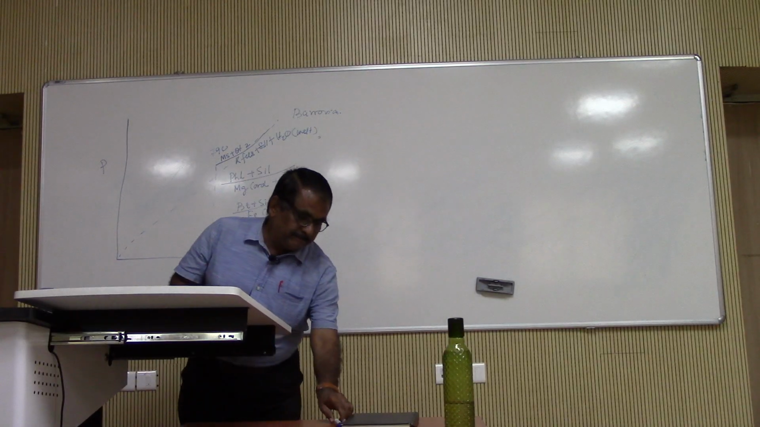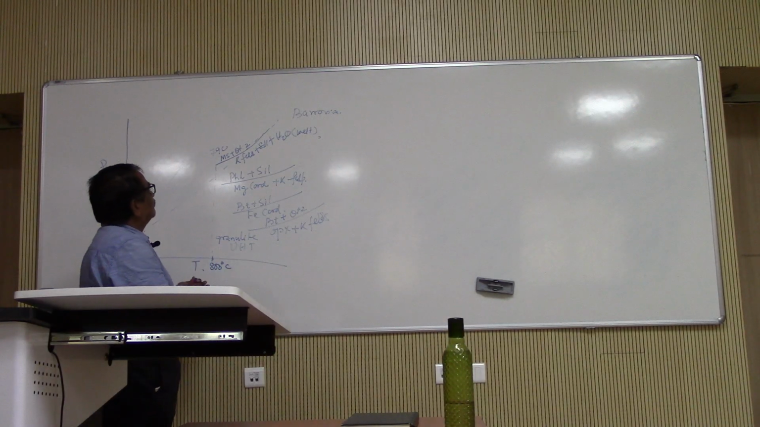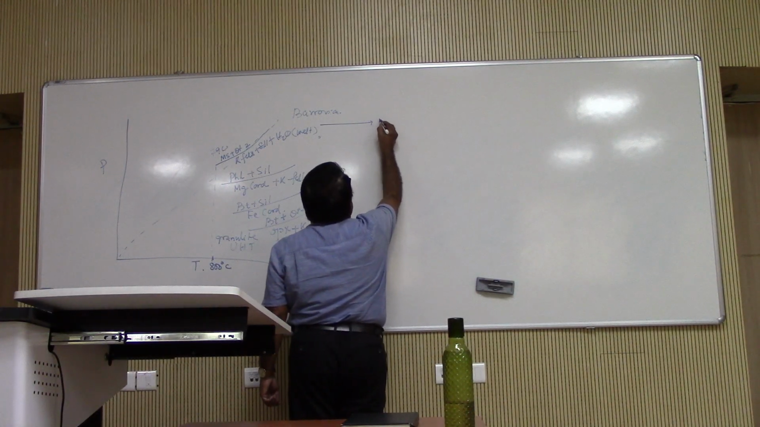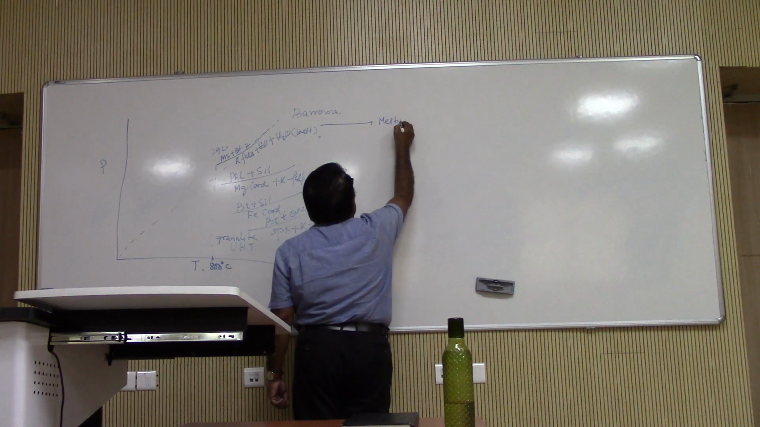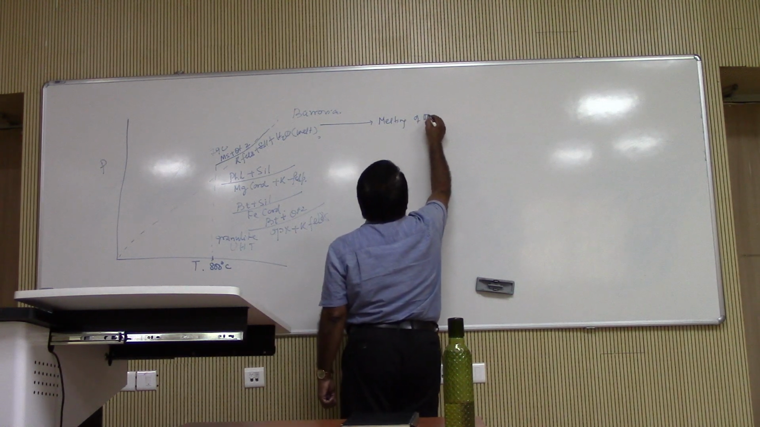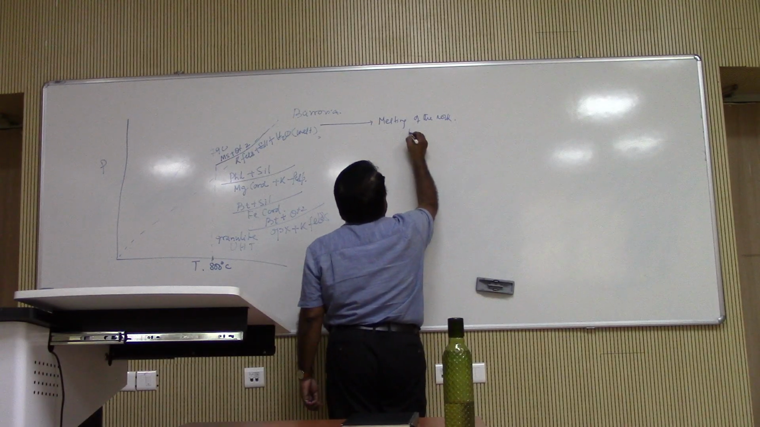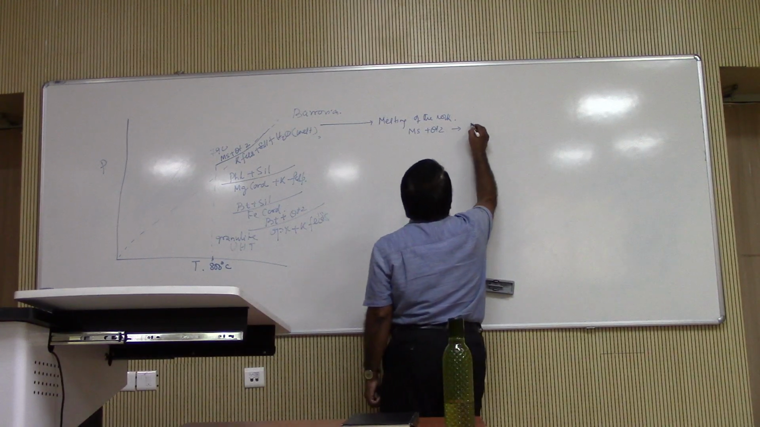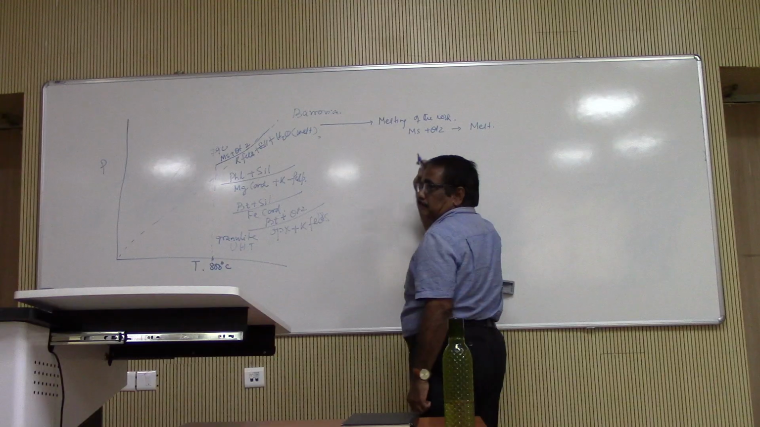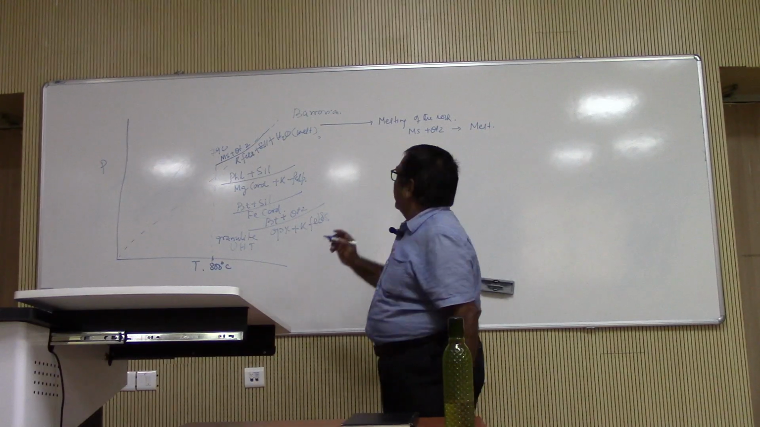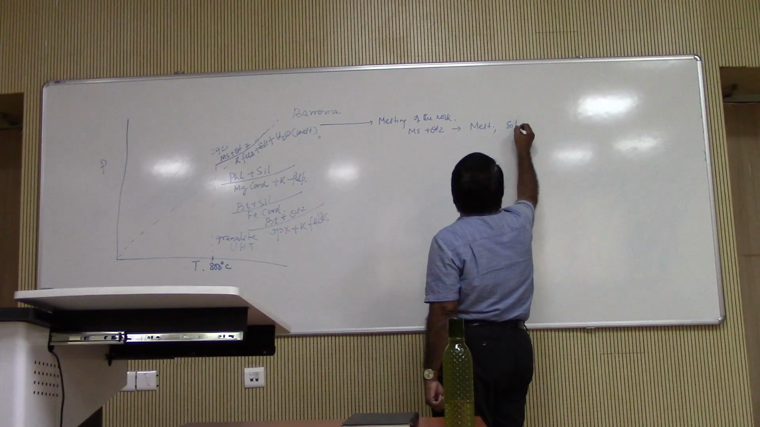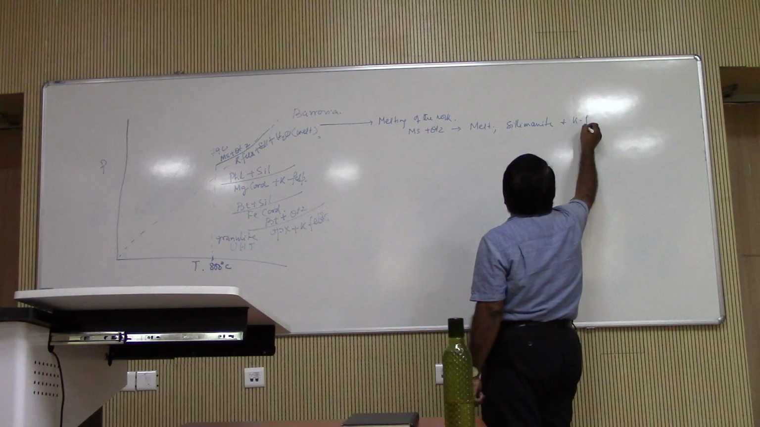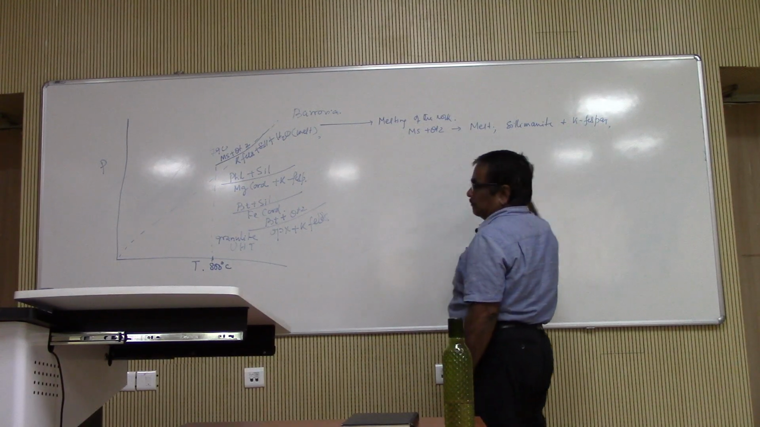Now this curve, what does it indicate? This indicates melting of the rock. Muscovite plus quartz, they react to produce the melt. And in the process, ilmenite and potash feldspar are produced.